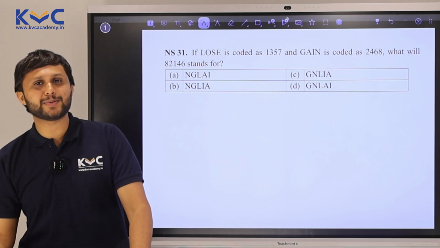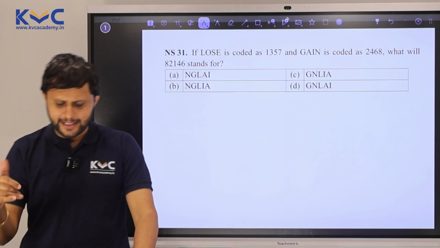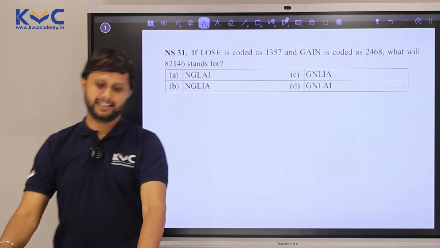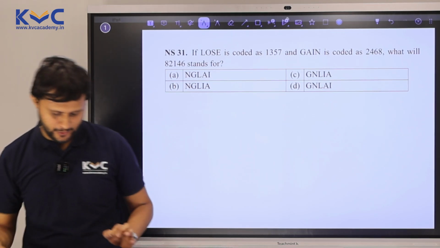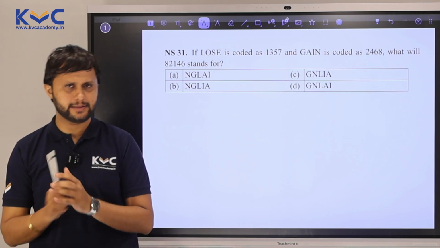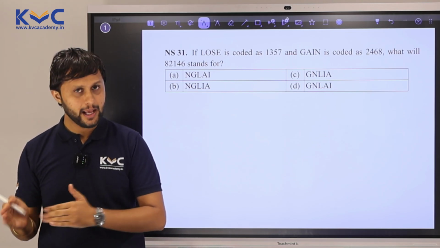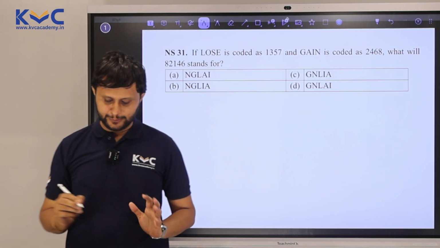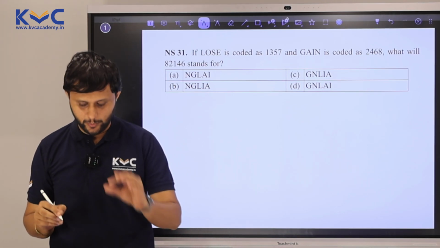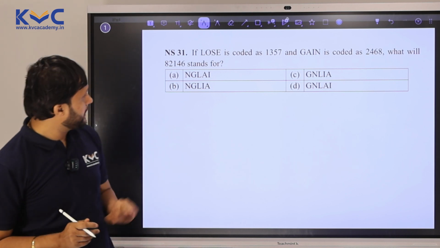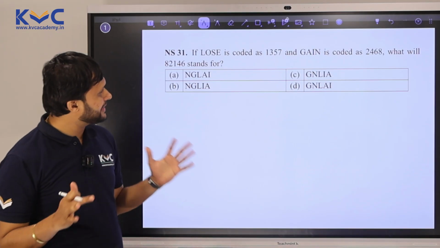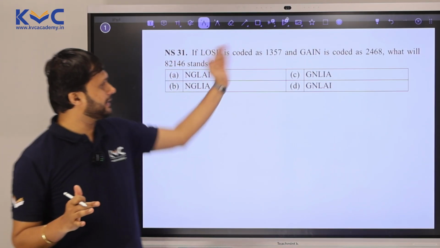If LOSE is coded as 1357, GAIN is coded as 2468, what will 42146 stand for? Okay, so it's now reverse. Like they have given what is what, and now numbers are given to define letters. Fine. L is equal to 1 for us. O is equal to 3. And S is equal to 5. E is equal to 7. So those are the letters that are associated directly, direct relation.